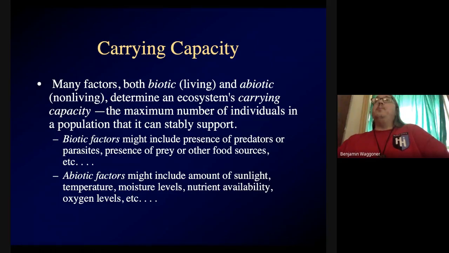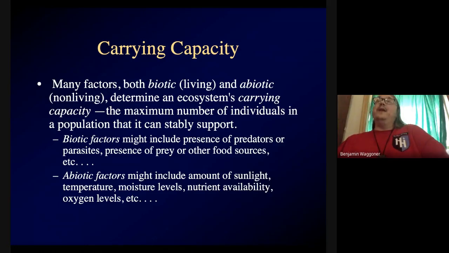So the number of fruit flies that can live in your kitchen is partly determined by biotic factors, which might be the presence of predators, if you've got spiders in your kitchen that will eat the fruit flies, the presence of parasites, the presence of food, the amount of overripe fruit that you've got lying around in the garbage, et cetera, et cetera, et cetera.